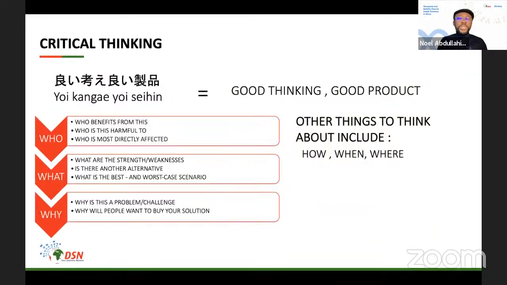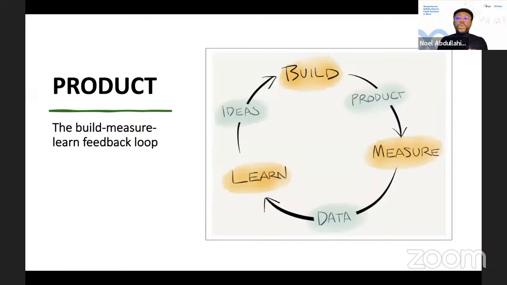Okay, so let me just conclude on product, and I'll continue the issue of critical thinking in the next slide. In building a product, the foundation of any product is data. If you don't understand your data, you cannot build a product. Product is built on your ability to understand your data, what your data is saying, and then from there, you now develop ideas. So there's a loop called the build, measure, learn feedback loop, which you're going to be applying.